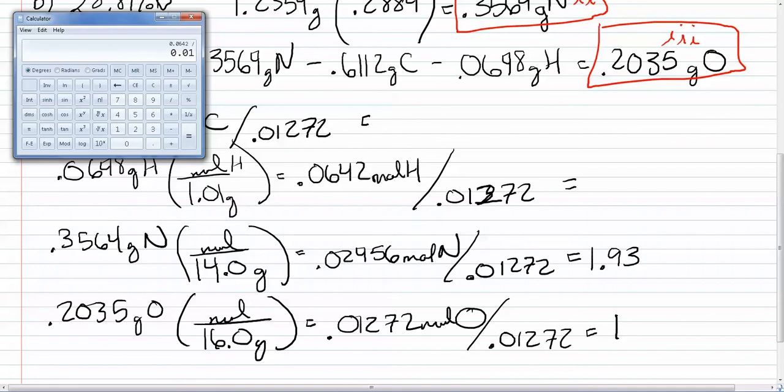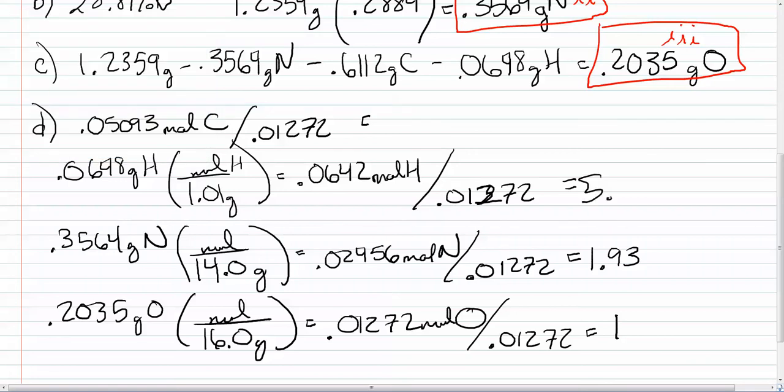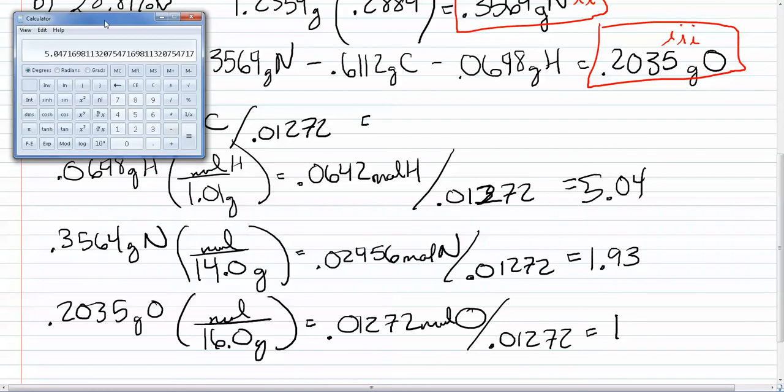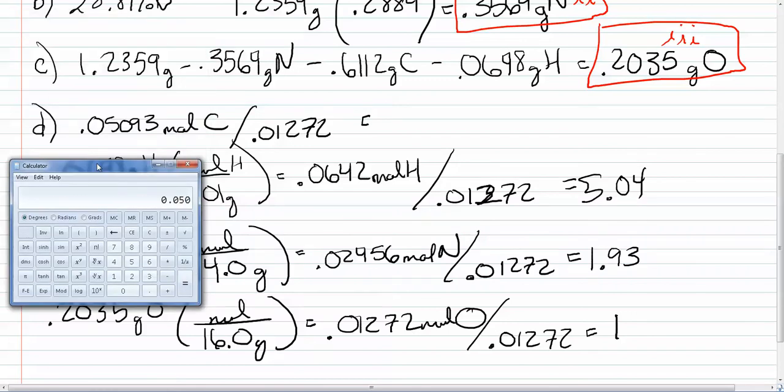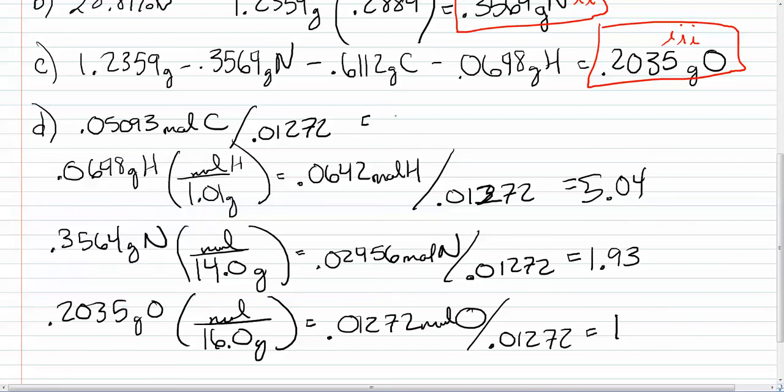642 divided by [the smallest] gives us 5.04, and then our last one up here, 0.5093 divided by 0.1272 gives us 4 even, 4.00.